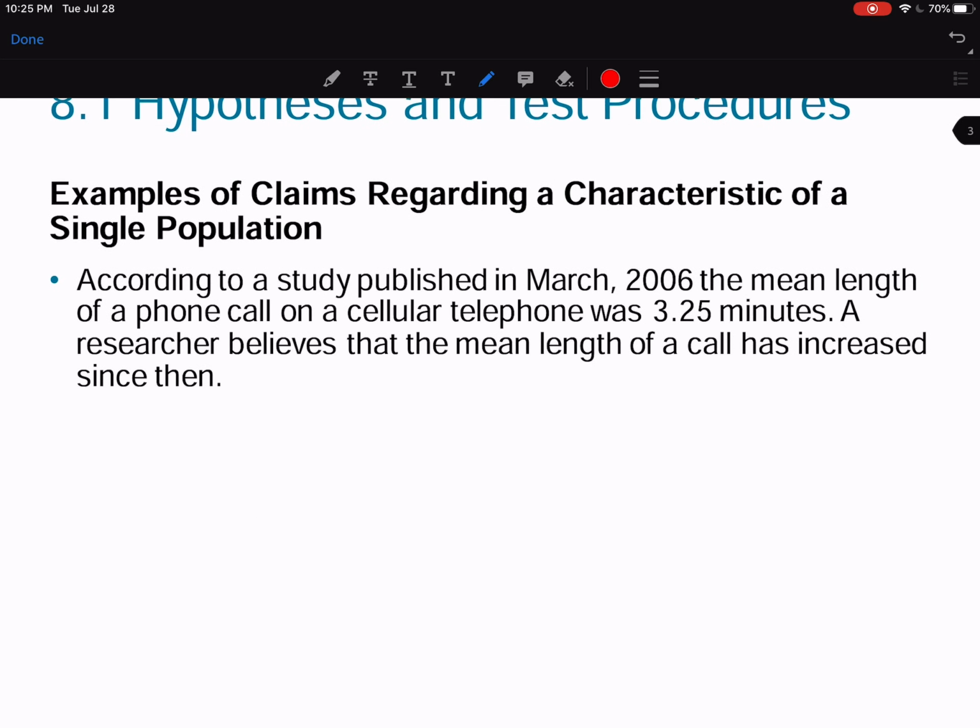All right, let's take a look at the second example. According to a study published in March 2006, the mean length of a phone call on a cellular telephone was 3.25 minutes. A researcher believes that the mean length of a call has increased since then. Which parameter are we talking about? Since it says mean length, we're talking about the population mean mu, which is 3.25 here.